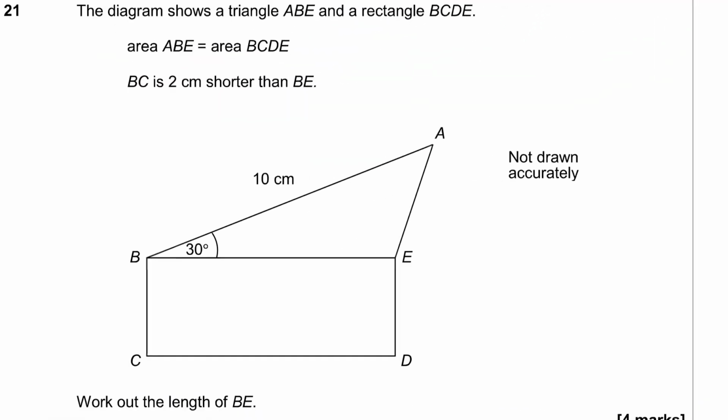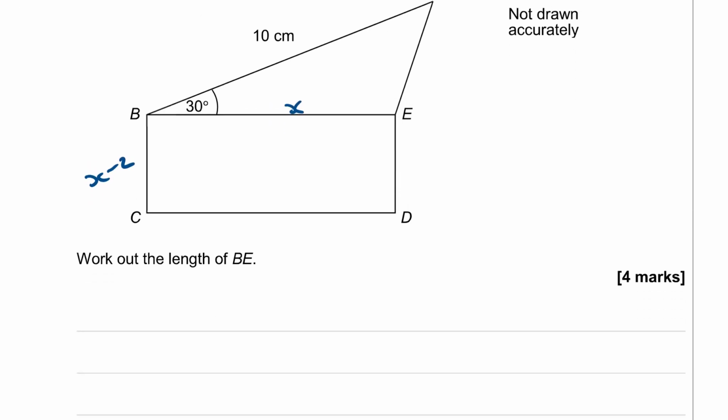Okay, question 21. We've got a diagram of a triangle on top of a rectangle. We know that the two areas of the triangle and the rectangle are equal, and we're told that BC is 2 centimeters shorter than BE. However, we haven't been given what BE is, so let's call it x for now, which means that BC is going to be 2 shorter. It's going to be x minus 2. Okay, so I know that the area of my triangle is going to be equal to the area of my rectangle.